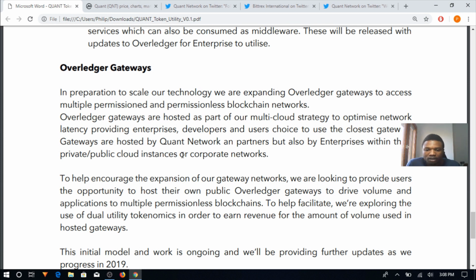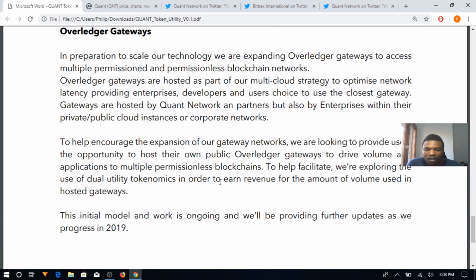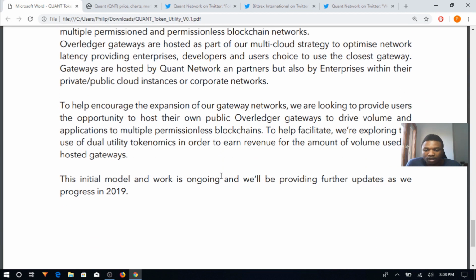But I don't know if it's only going to be available for enterprises that will choose to use the Quant Network, or we, the believers in the technology, are going to also have an option to run those. So I think that's something that we will have to wait for until everything is finalized.